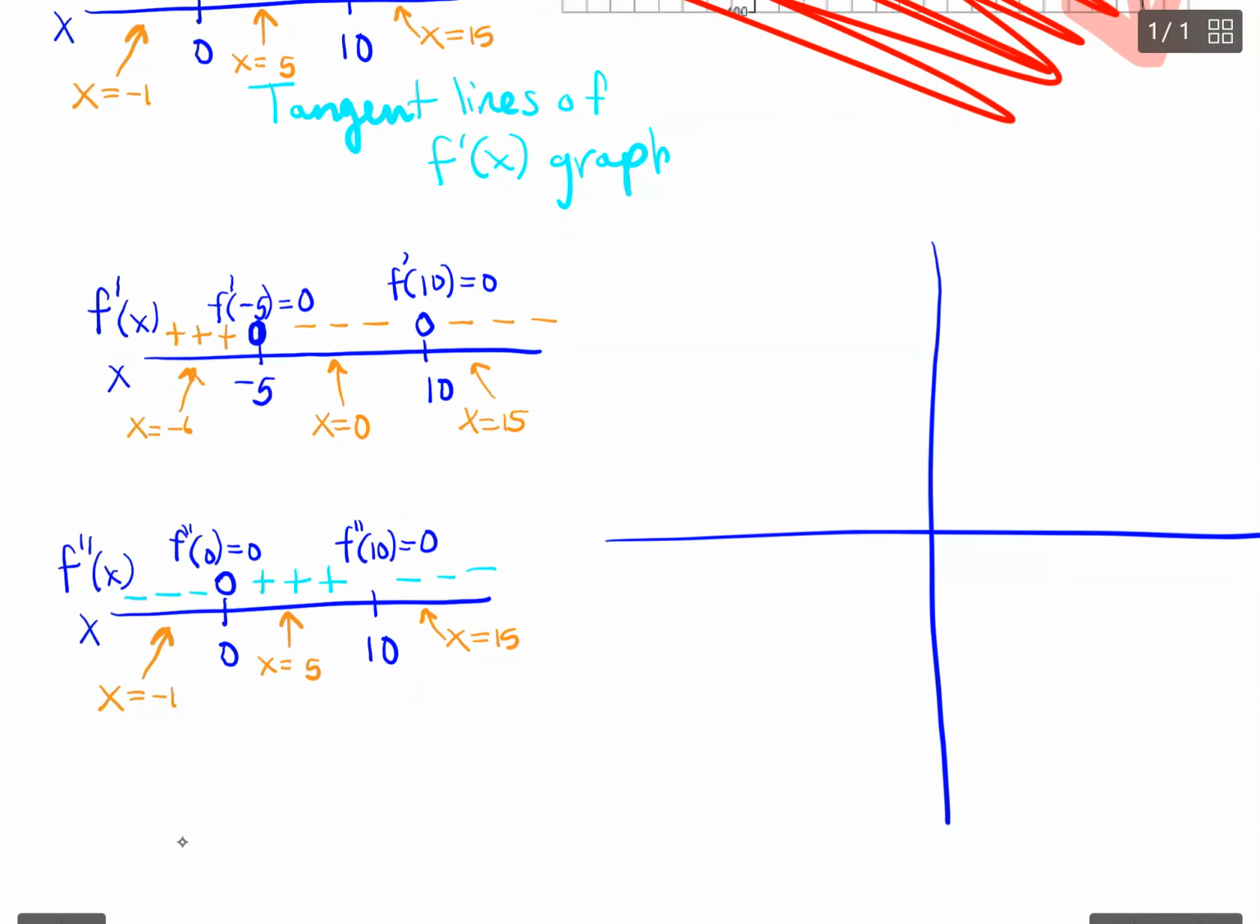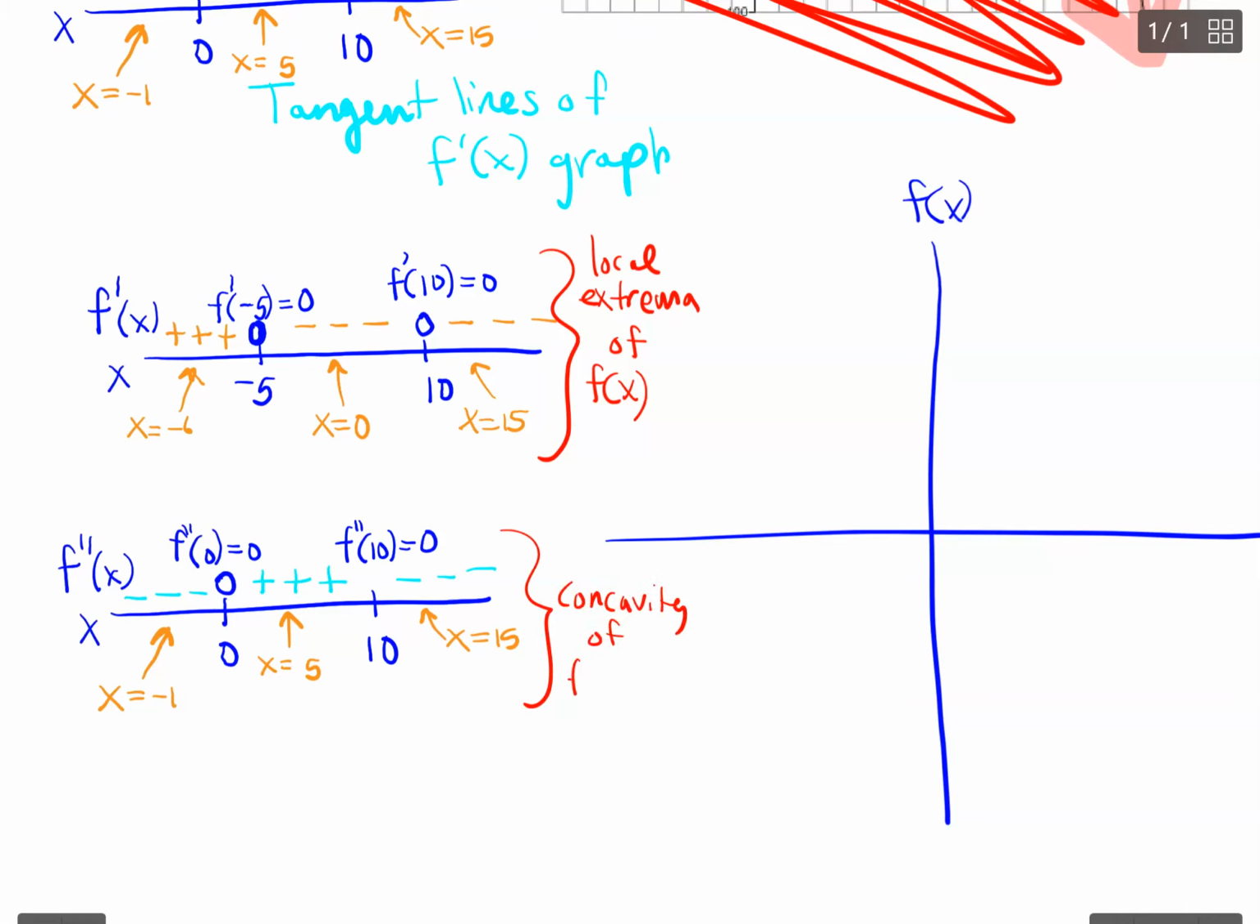So let's analyze our first derivative sign chart. What does the first derivative tell you about the original function? This is going to tell us our local extrema, that's your local mins and maxes, of the f of x function, and that's what we're graphing now. And then the second derivative sign chart is going to tell you the concavity of the f of x function. So let's look for our local extrema first.